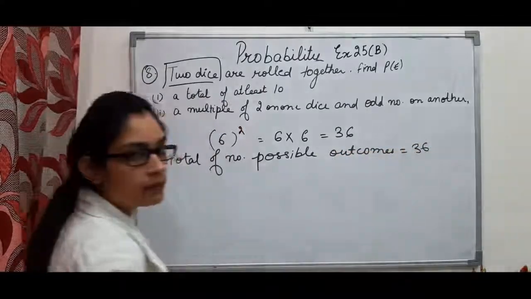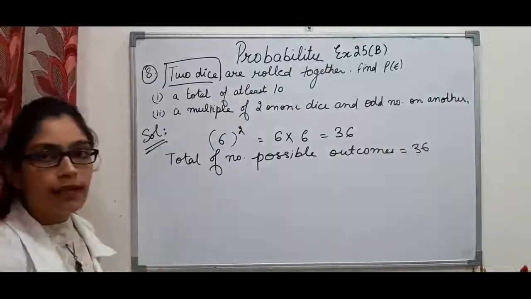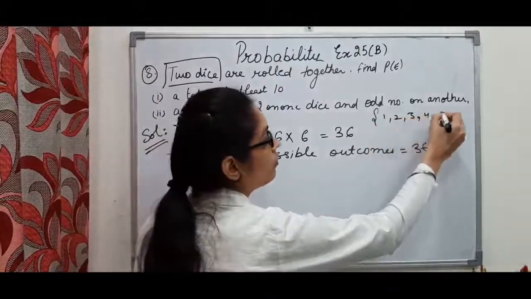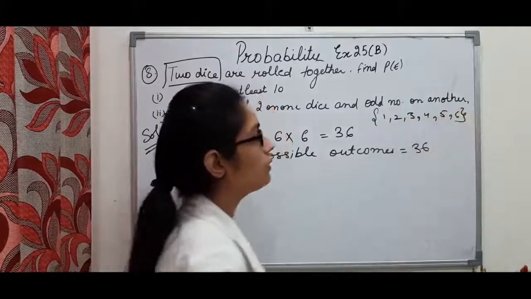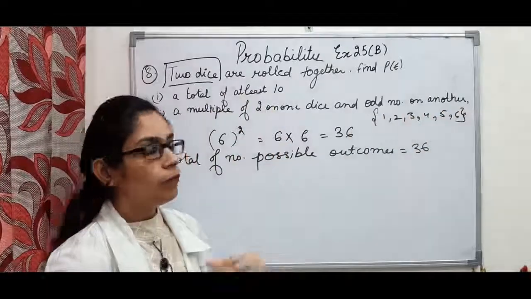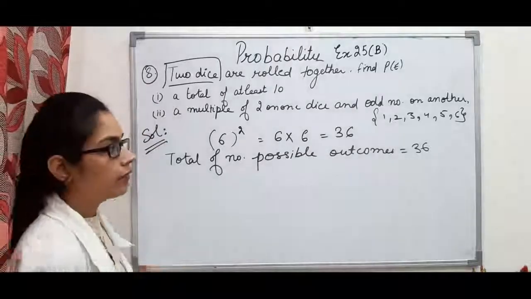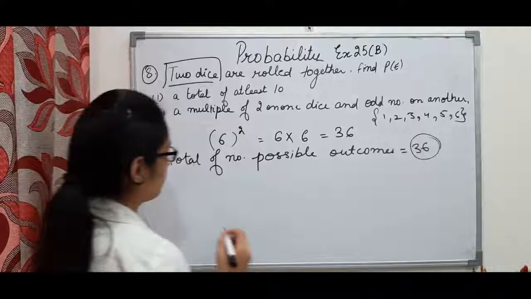Now let's create the sample space. For one dice it was very simple: 1, 2, 3, 4, 5, 6. So this was the sample space for one dice. But now we have to write the sample space for 2 dice, and our outcomes will be 36.